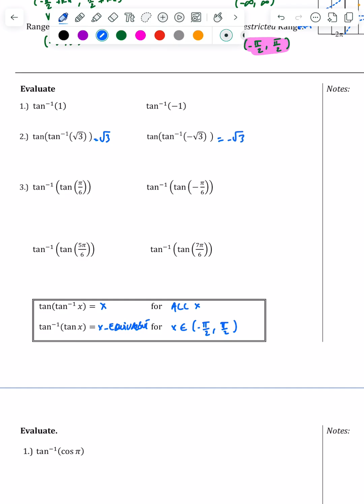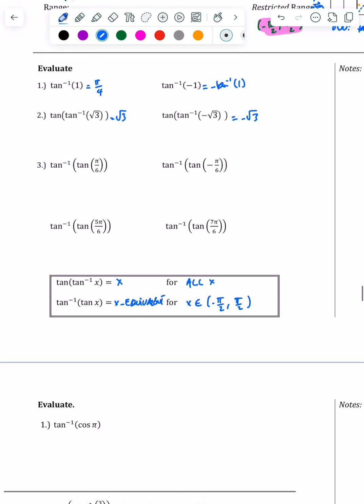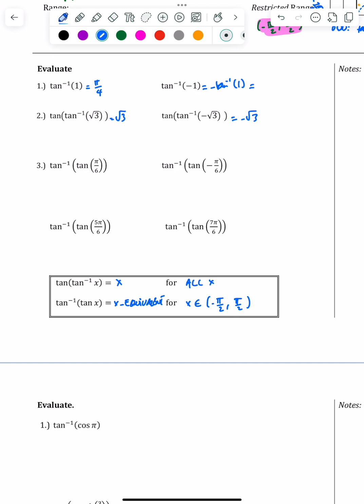For the first question, tan inverse of 1, that's pi over 4. That's between negative pi over 2 and pi over 2. Tan inverse of negative 1, that's the negative of tan inverse of 1. And by the way, speaking of that, tan inverse is odd. Tan inverse of negative x equals negative tan inverse of x. So for number 1, the second one, negative tan inverse of 1, which is going to be negative pi over 4.